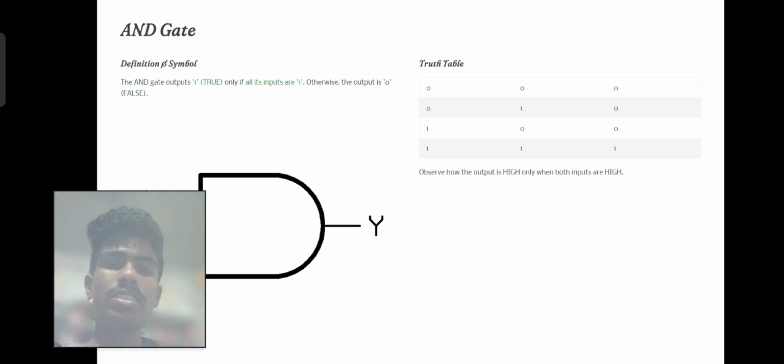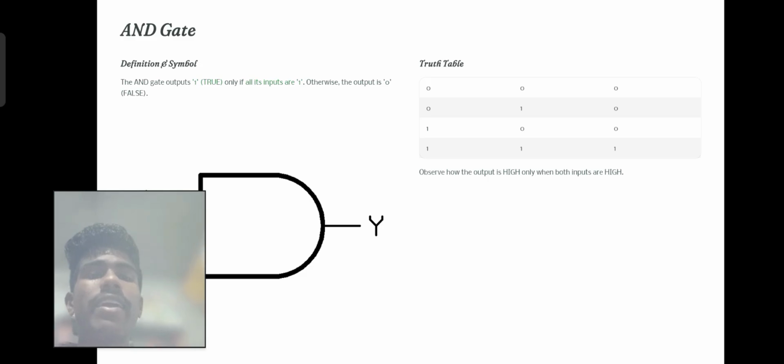The logic symbol and the truth table of a two-input AND gate are shown above, with the input variables to the AND gate represented by A, B, C and so on. The Boolean expression for the output can be written as x is equal to A into B into C and so on, which is read as x is equal to A and B and C and so on.